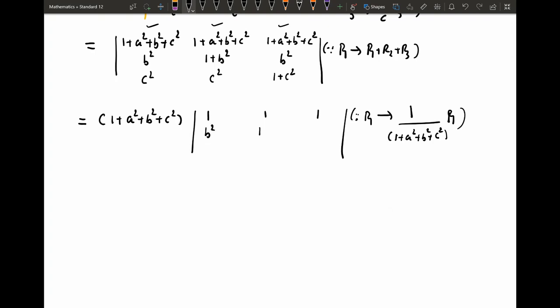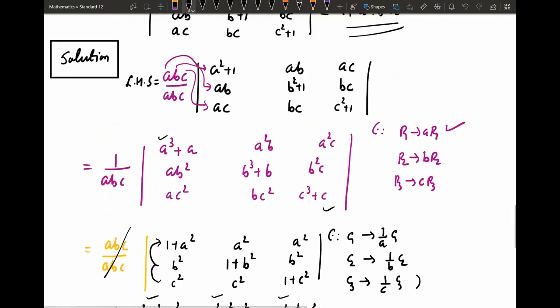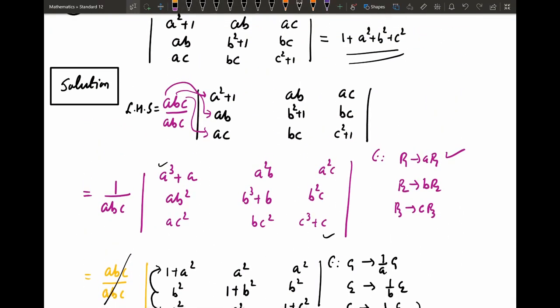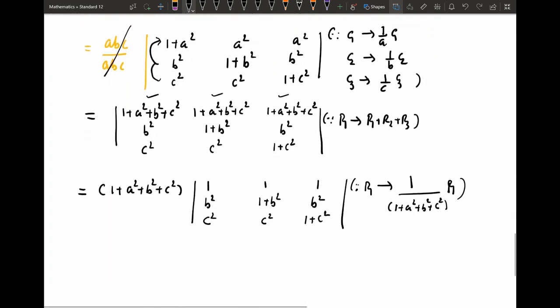B square, 1 plus B square, C square, 1 plus C square. So the only important trick is this one. First multiply by ABC upon ABC: first row, second row and third row are multiplied by A, B and C respectively, and after it you take A, B, C common from the first, second and third column respectively.